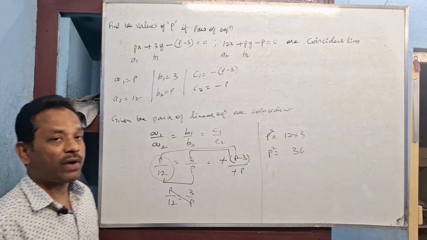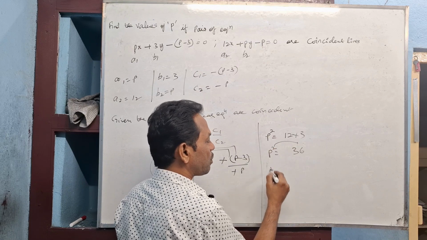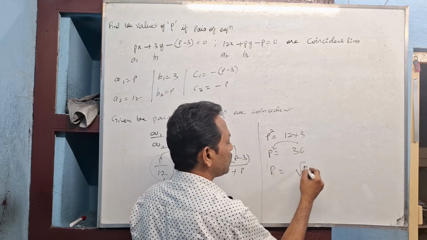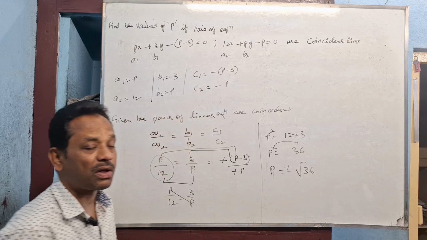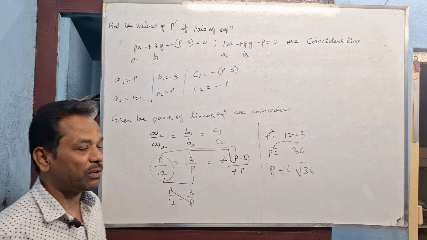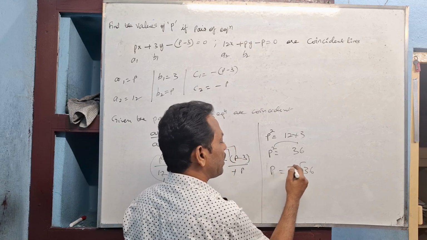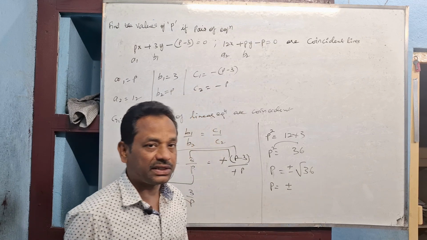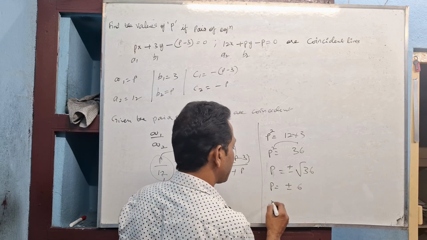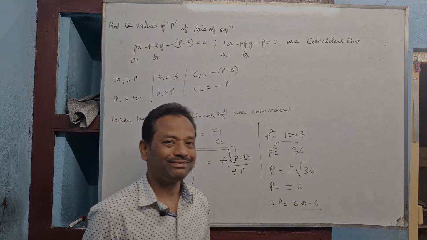Now I need the value of P, so let me shift the square to that side. P equals root 36. Always, whenever a square is shifted there, you have to take the square root with plus or minus, so we get two values. P equals plus or minus the square root of 36, which is 6. Therefore, P equals 6 or minus 6.